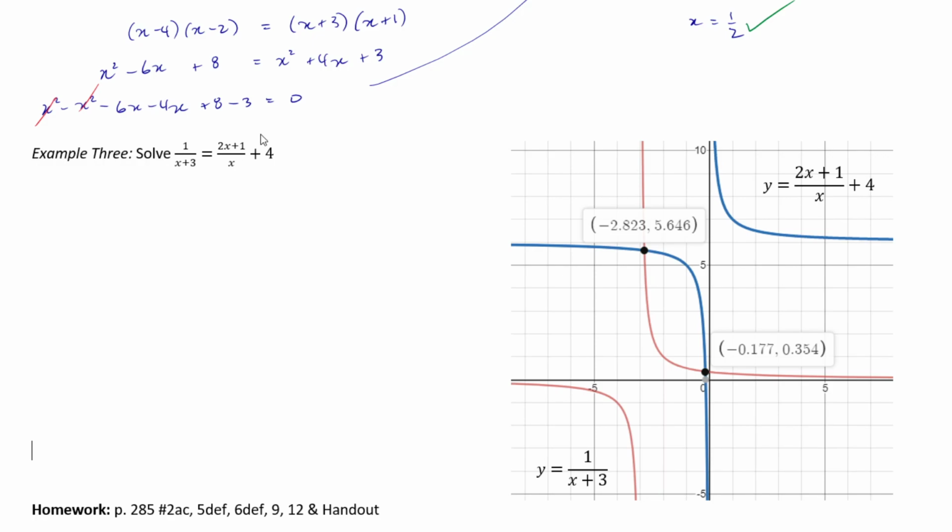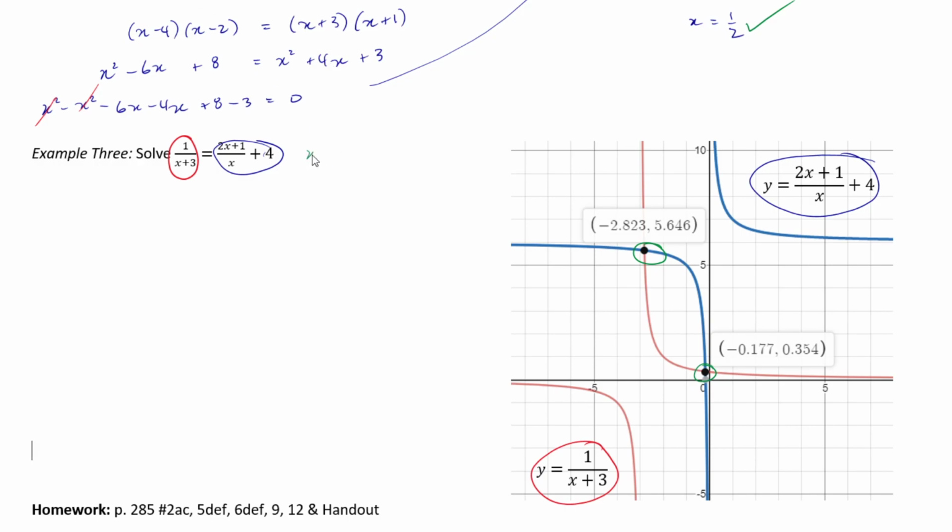In the final example, you can always solve a rational equation by graphing the two functions. So I'm just going to color code this for you. You can graph the red function right there, 1 over x plus 3, and then graph the blue function, (2x plus 1) over (x plus 4). The points of intersection are the solutions, right?